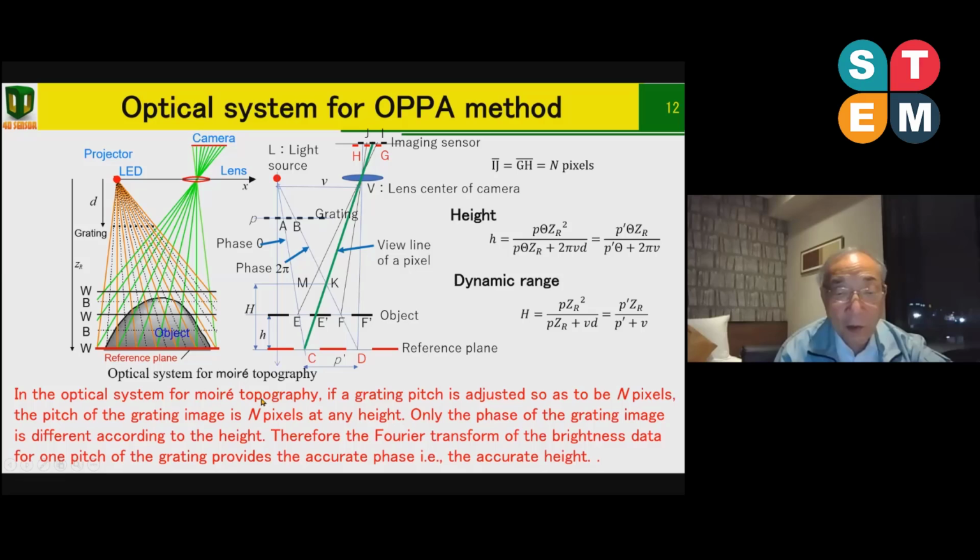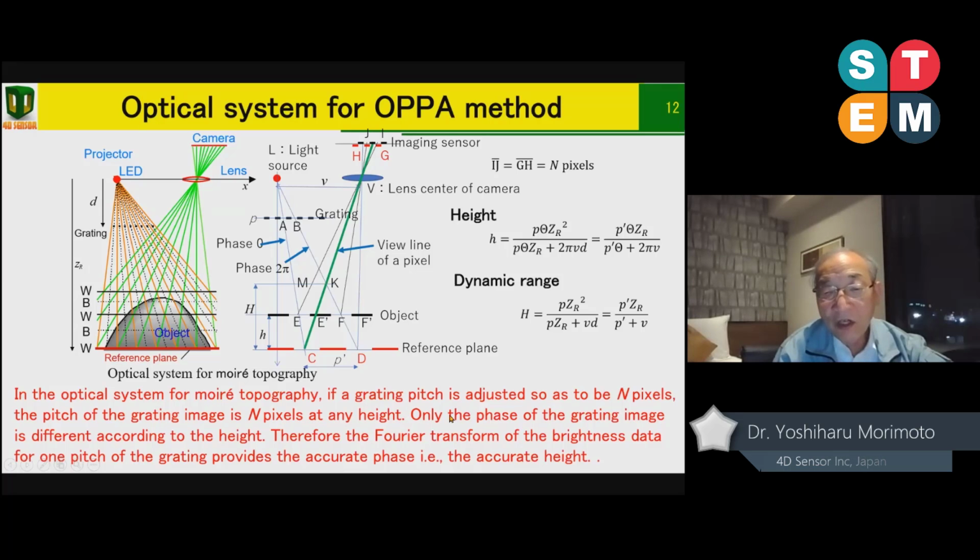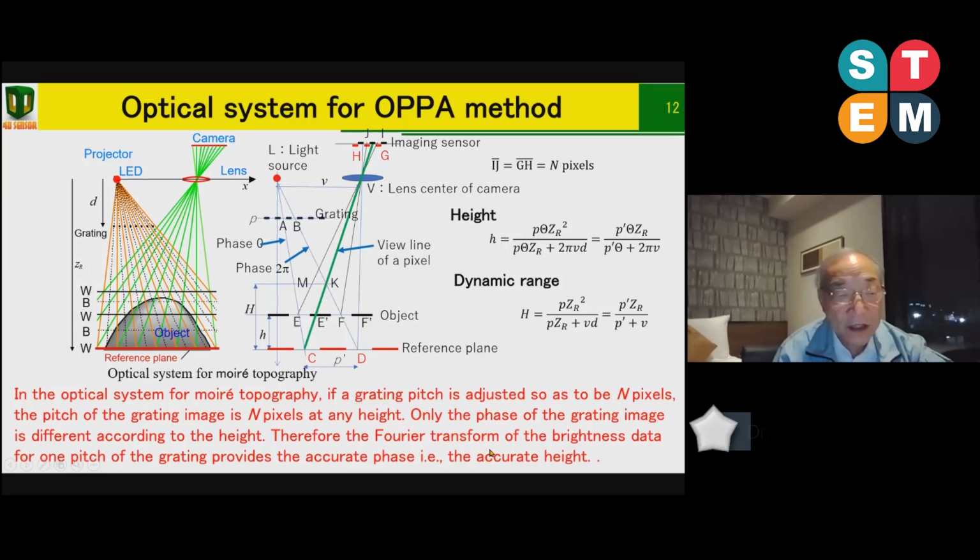In the optical system for multiplicity, if a grating pitch is adjusted so as to be n pixels, the pitch of the grating image is n pixels at any height. Only the phase of the grating image is different according to the height. Therefore, the Fourier transform of the brightness data for one pitch of the grating provides the accurate phase, that is, the accurate height.